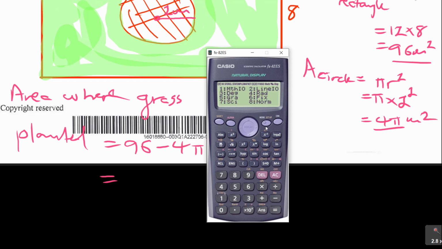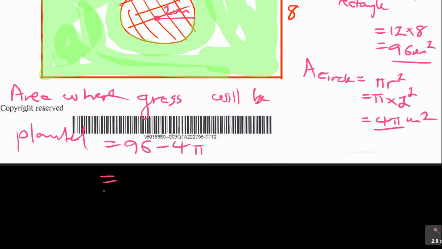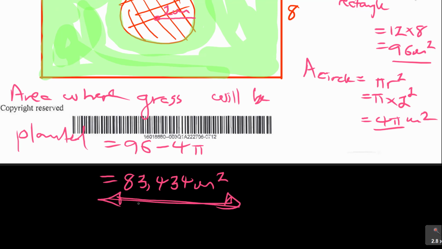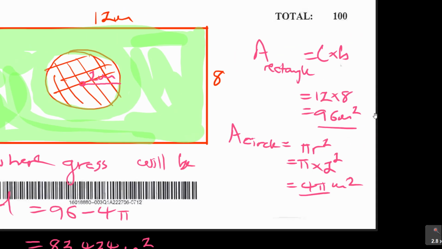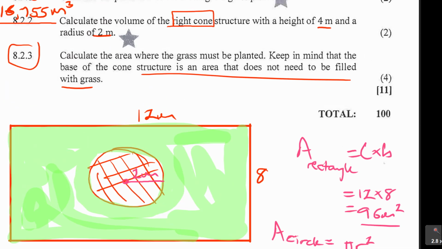83.4336. Shift, setup, fix to 3 decimal places, which is 83.434. What? It's meters squared. Are you seeing this? This is how the answer is calculated. And what does it give you? It gives you 11 marks, 4 marks for that.